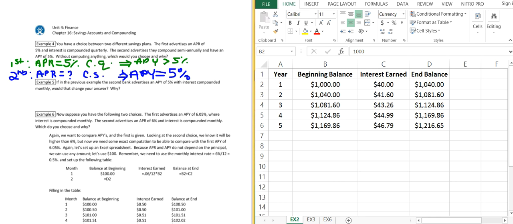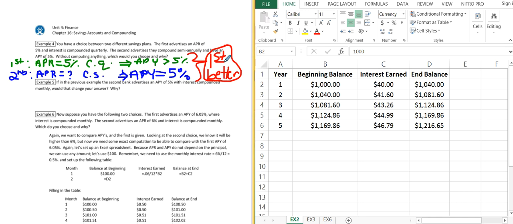So if the APY of the second account is 5%, and I now know that the APY of the first account is going to be a little bigger than that 5%, this is telling me that the first account is going to be better. The first account is the one that actually yields me more money. It has a higher APY, and that's what we really want to focus on.